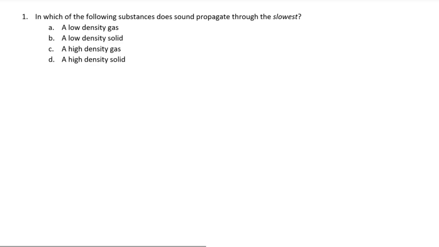Therefore, straight away, as speed is inversely proportional to the square root of density, we know that the speed will be slowest for a greater density. Therefore, the answers must be C or D.